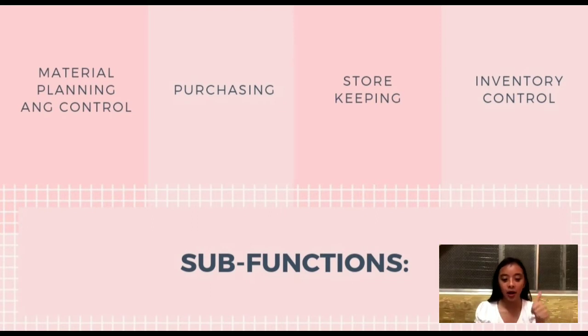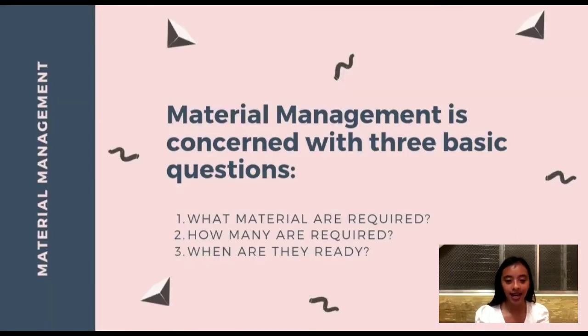First is material planning and control. Second is purchasing. Third, storekeeping. And lastly, inventory control. These sub-functions will be explained to you by my group mates later. So let's move on to the 3 basic questions that are concerned in material management. What materials are required, how many are required, and when are they ready?